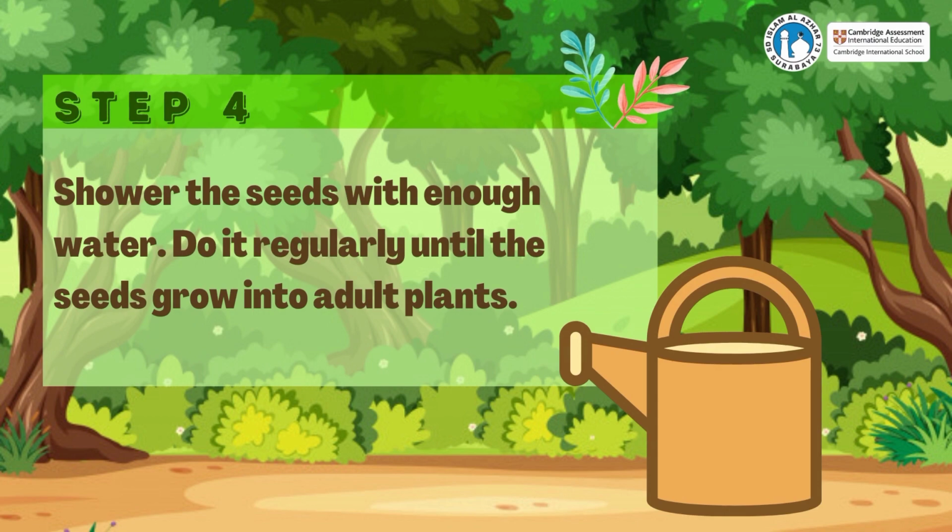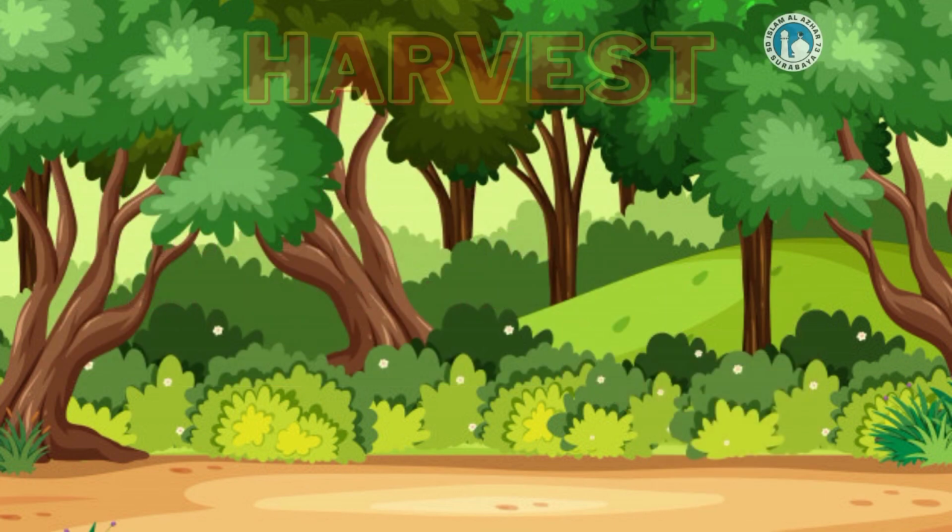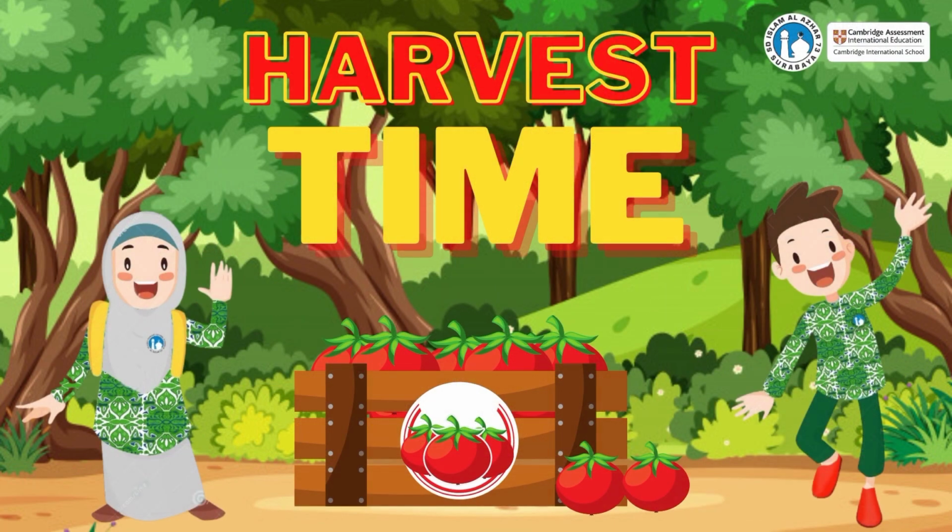Step 4. Shower the seeds with enough water. Do it regularly until the seed grows into adult plants. When the leaf starts to show, put your plant in a place that gets enough sunlight. After a few weeks, your tomato fruits are big enough and ready to crop. It's harvest time! Yay!